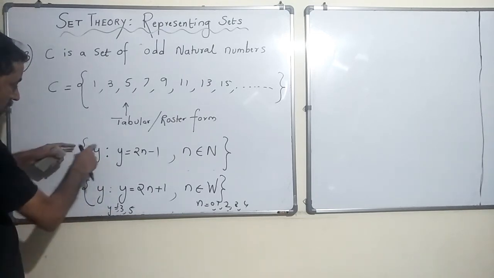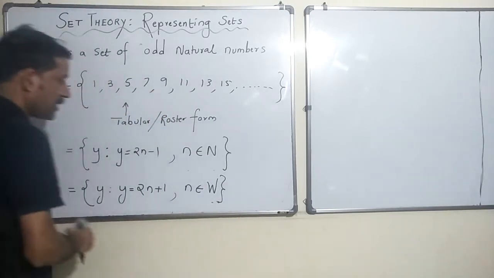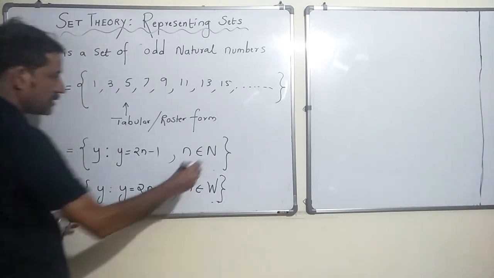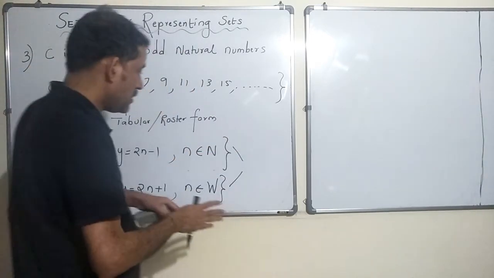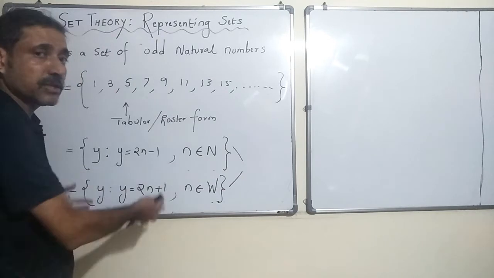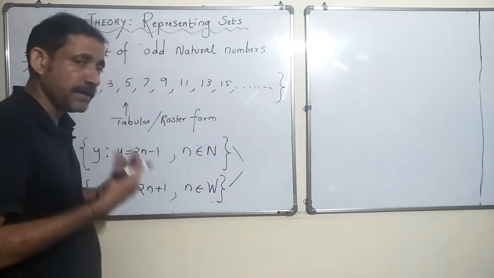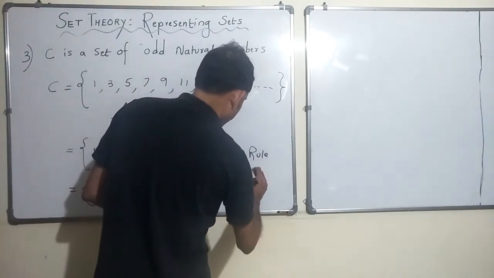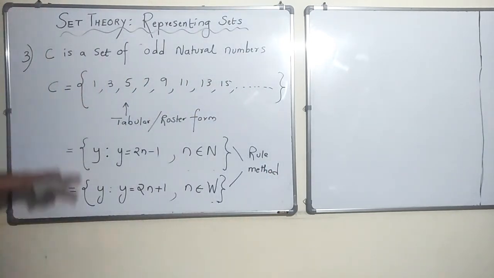So think about it, both are correct and both are the rule method. Just that if n is a natural number, this is correct. If n is a whole number, this will be correct. So both are correct, just think about it, use your mind, understand it so that you can play with all this. Don't just study it by heart. Understand it and things will be easy. So this was the rule method, and this is the tabular form, anyway you know it, right?